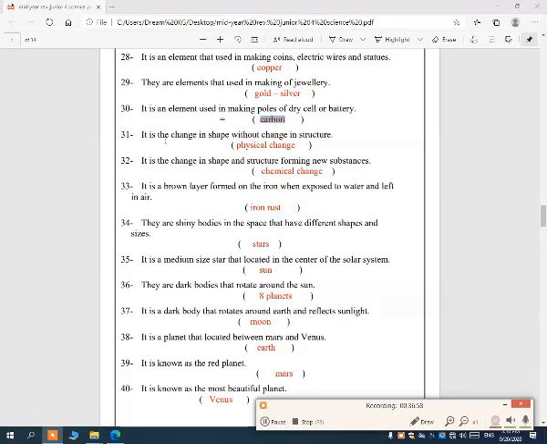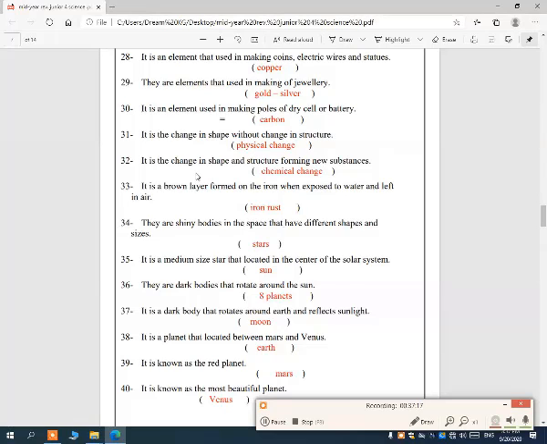31. Change in the shape without change in the structure. It will be physical change.